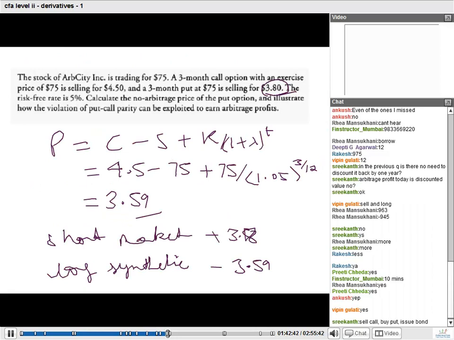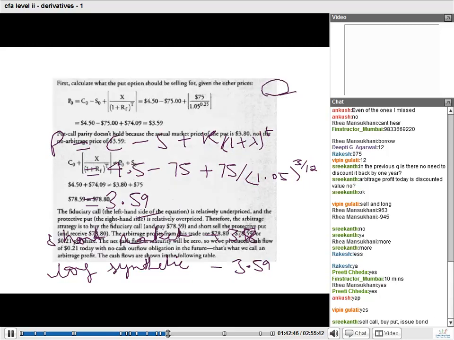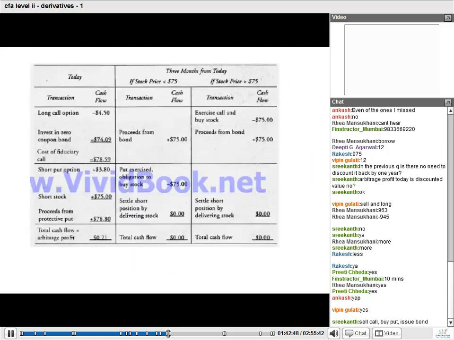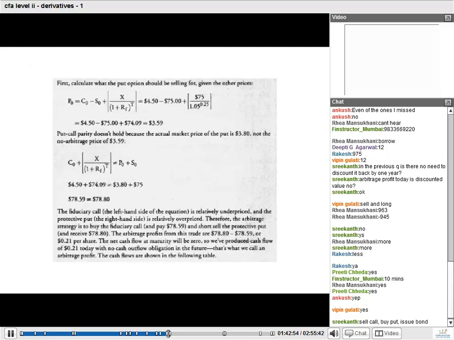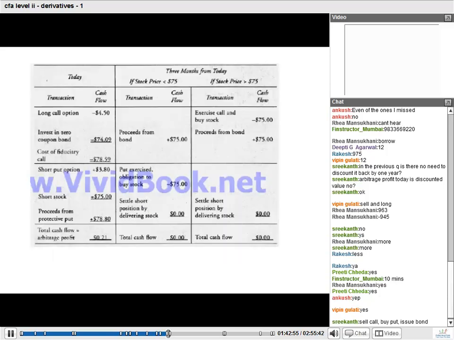In this case, short the market and long the synthetic. It doesn't matter where the stock ends up, you will make the arbitrage profit. You will make an arbitrage profit of $0.21 per put option, regardless of where the stock price ends.